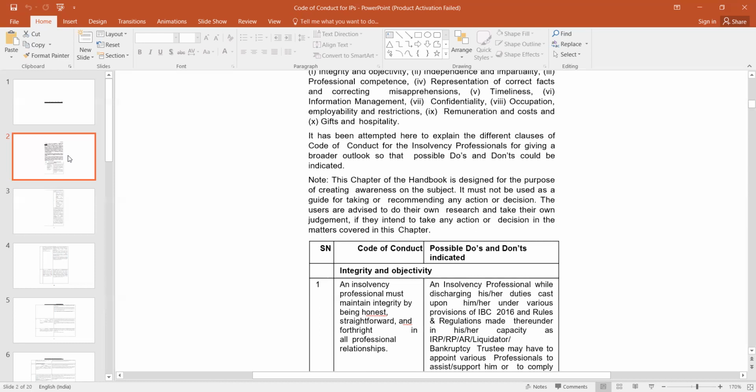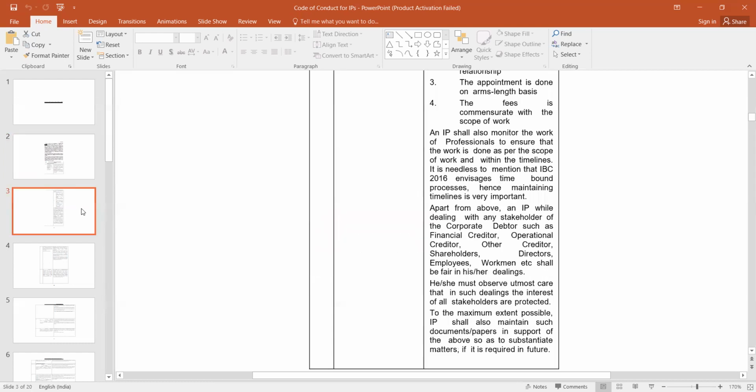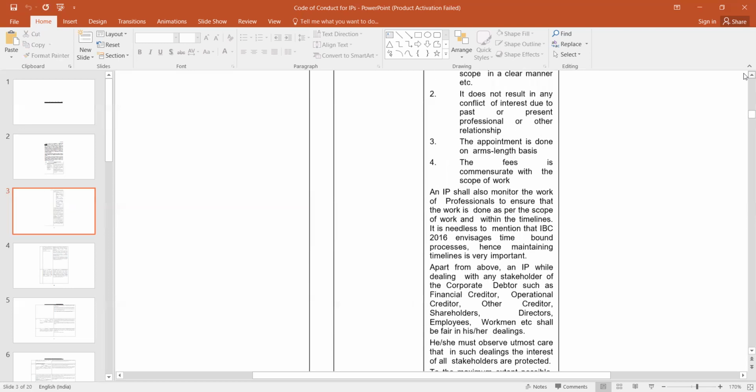Undervalued transaction not reported. Undervalued transactions. Okay. Anything else? Colluding with the creditors, sir. Let us take it one by one. First is regarding the appointment.